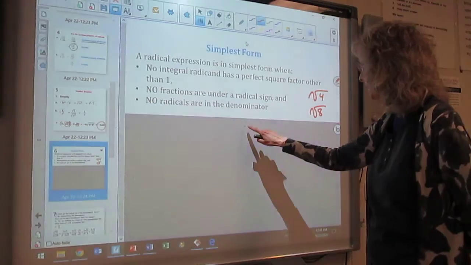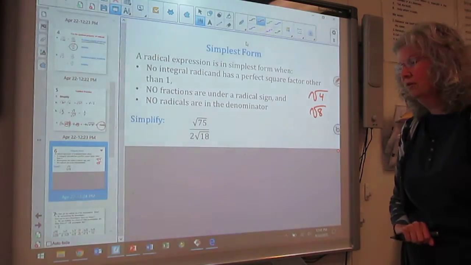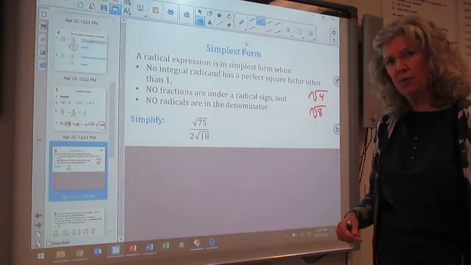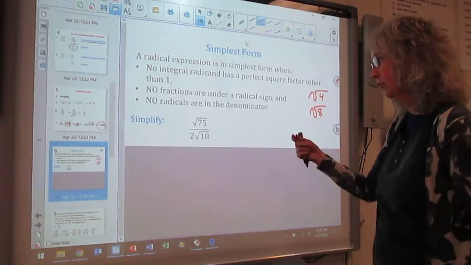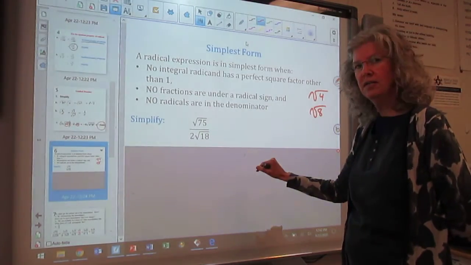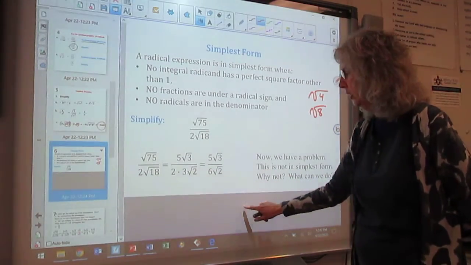Now let's take a look at a problem. Let's simplify the square root of 75 over 2 times the square root of 18. Well, the square root of 75 has a perfect square in it, right? It has 25, so we're going to separate that, and we're going to take out that perfect square. The square root of 18 also has a perfect square in it, being 9. So let's take a look.